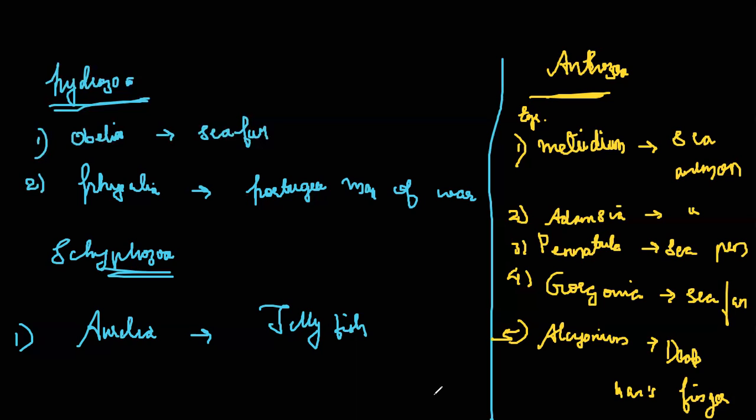Next, we are going to discuss phylum Ctenophora, same as that of Coelenterata, but some more things that we have to add. Each and everything same, but only one point: Ctenophora show bioluminescence, and we should mark some examples of organisms that show bioluminescence.